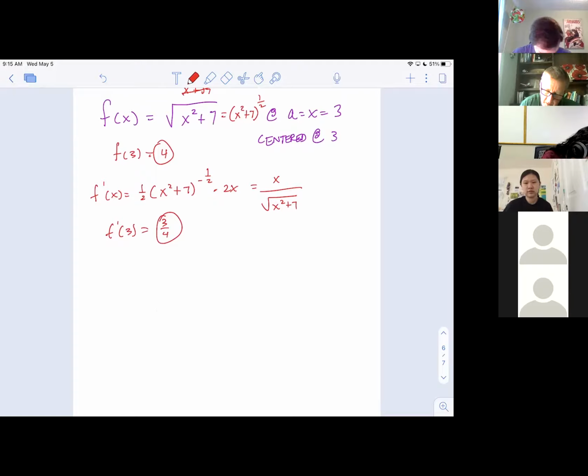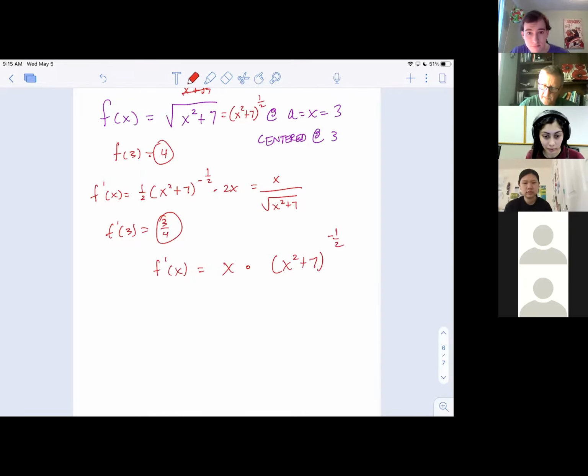I think I'm going to use the power rule. So I'm going to rewrite f prime of x. Since the 2's cancel, it's really x times (x squared plus 7) to the negative 1/2 power. So what is f double prime then? I'm going to do the product rule. The product rule says derivative of x times the other junk left alone, plus the x left alone times the derivative of that other junk.